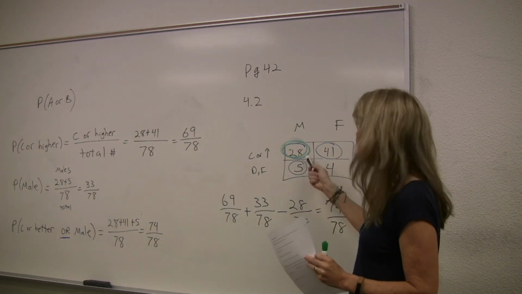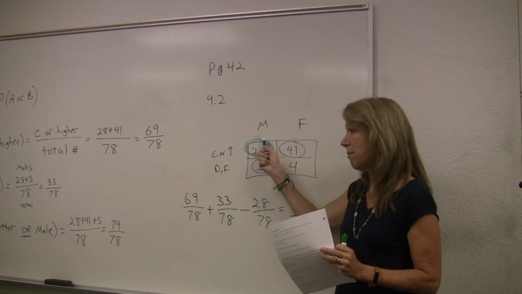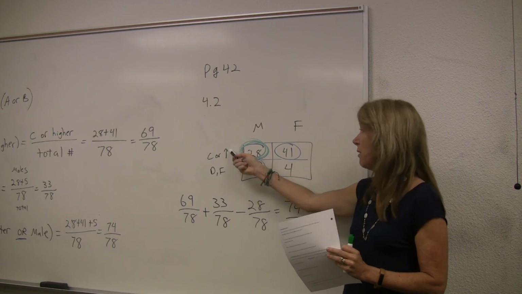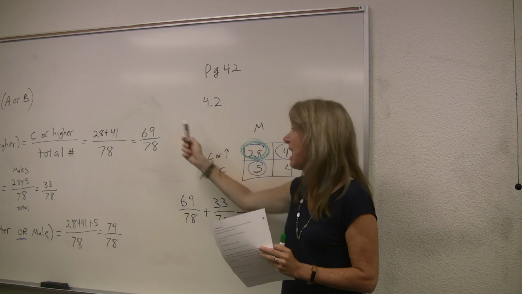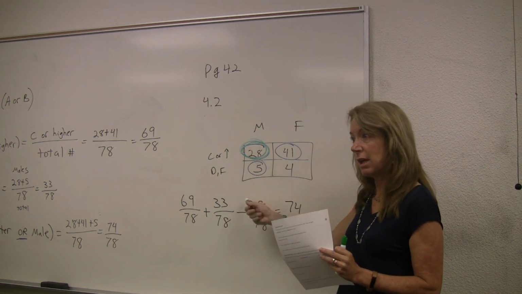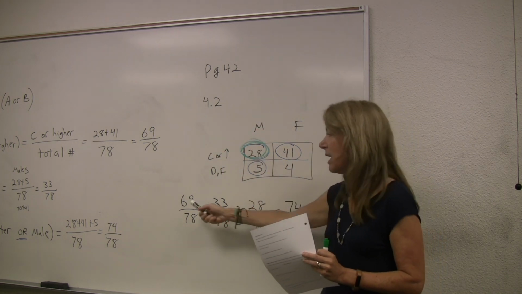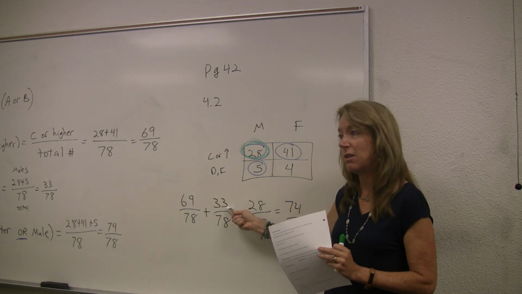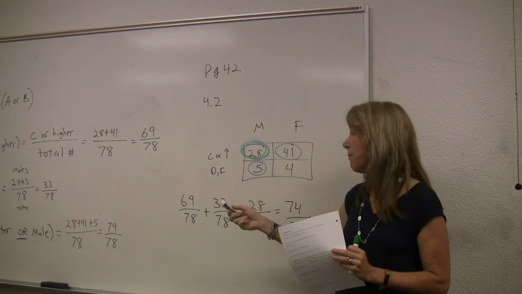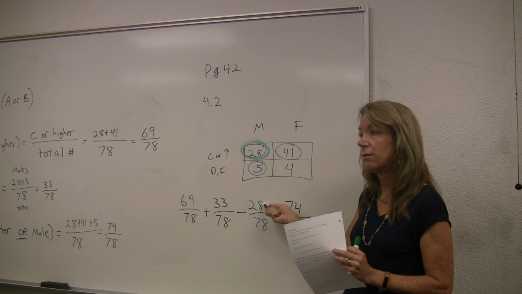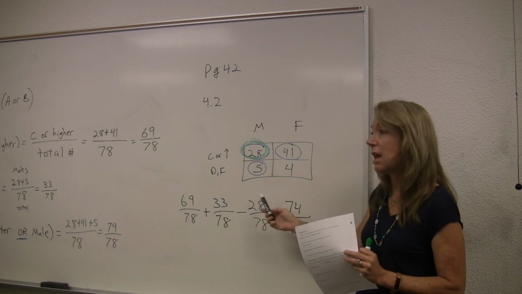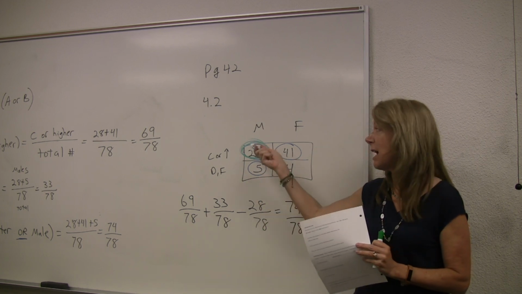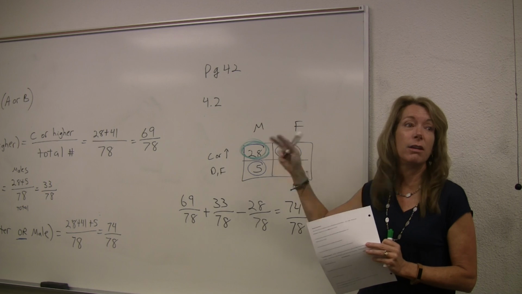This 28? From right here. So these 28 males that got C or higher got counted as the C or higher group. They were part of that 69. And they were part of the 33 when I counted males. So they got counted here and they got counted here. So since we double counted them, I had to subtract them back off. Is that what you're asking? Yeah, I just want to know where the 28 is. Yeah, so the 28 is everyone who was in both categories, C or higher and male, because they got counted both times.